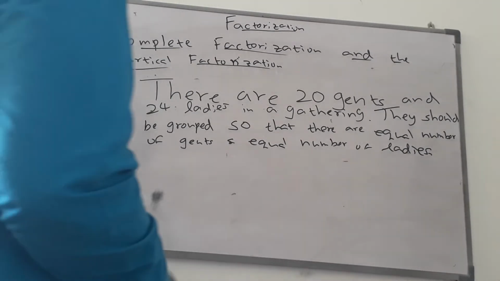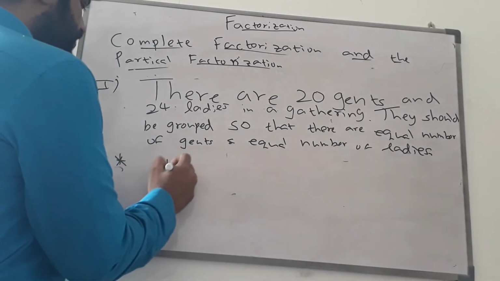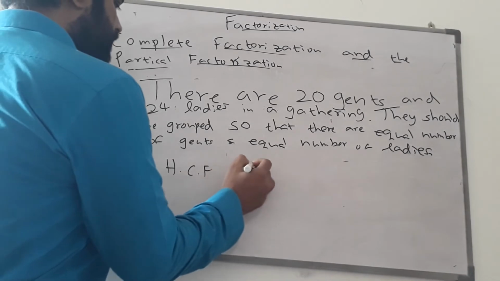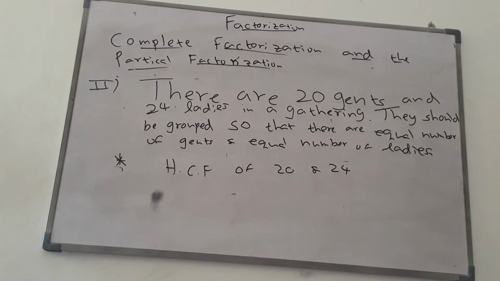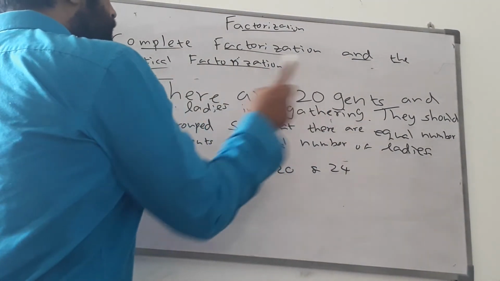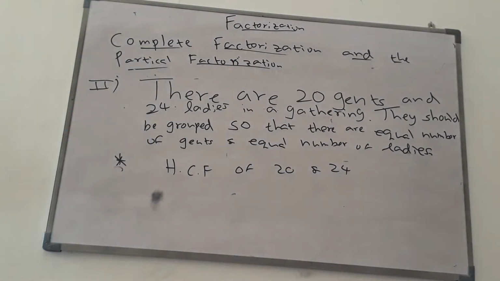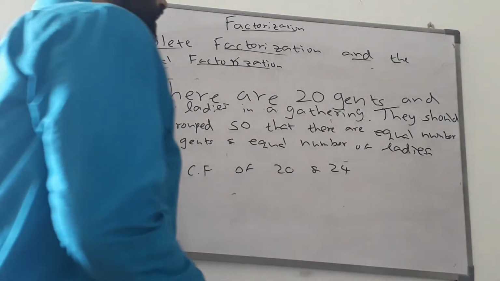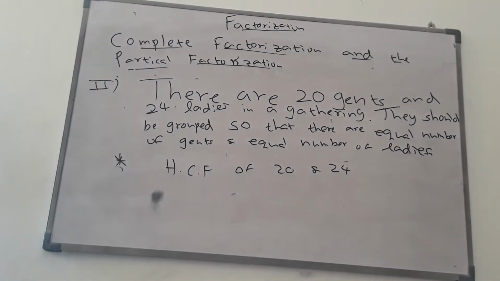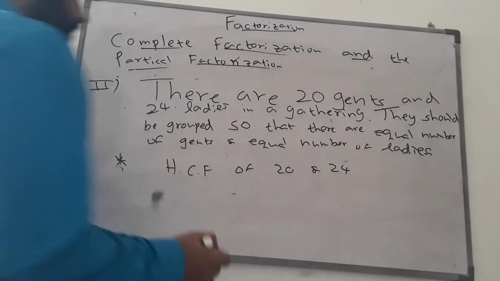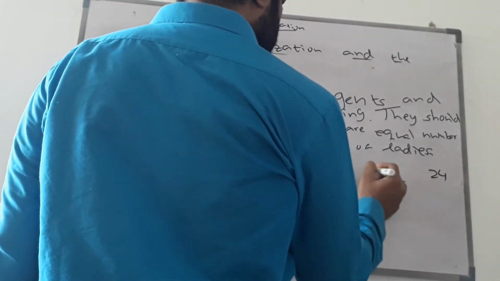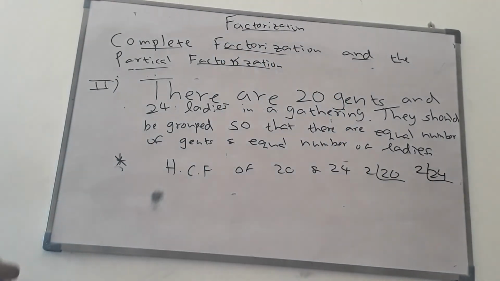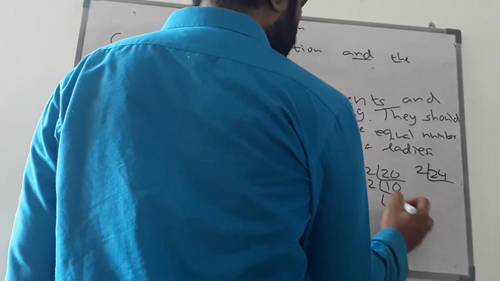So what we have to do is we have to find HCF of 20 and 24, because we want to find the maximum number of groups where we can group 20 gents and 24 ladies. Okay, I'll try the famous method here, 20 and 24. I'm going to try and factorize both these numbers. 20 by 2, which is 10, 10 by 2, 5, 5 by 5, 1.